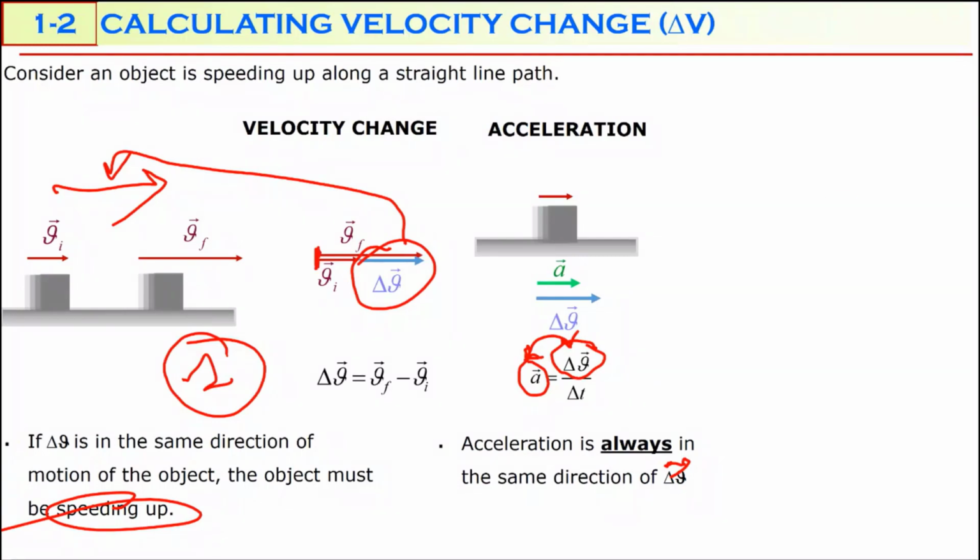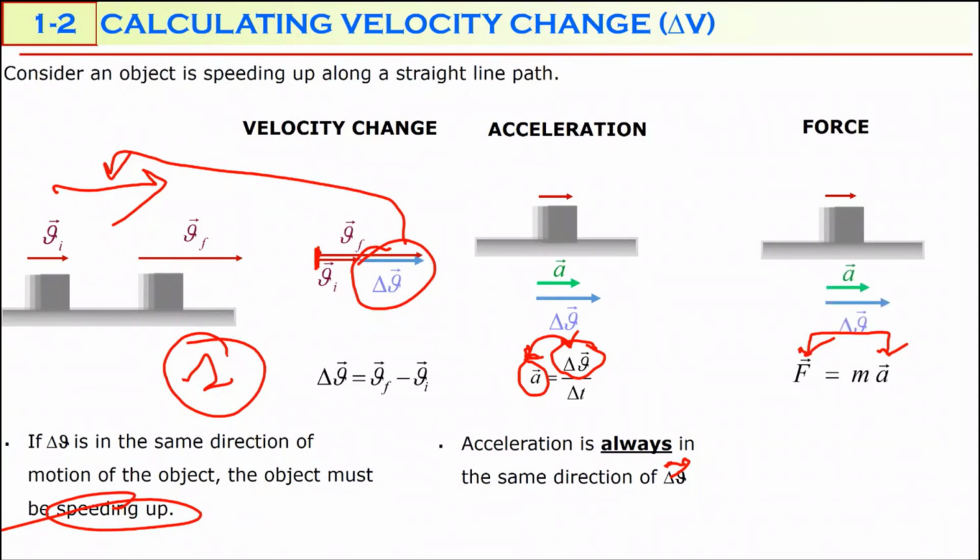A third thing is, of course, a force must be causing the speeding up. There must be a force which causes this object to speed up. This force can be found according to Newton's second law of motion. Do you remember this equation? F is equal to mass times acceleration. Anybody remembers last year? Yes. This equation says your force and acceleration are always in the same direction. So if delta V and a are in the same direction, the force acting on this object also must be in the same direction as the acceleration.